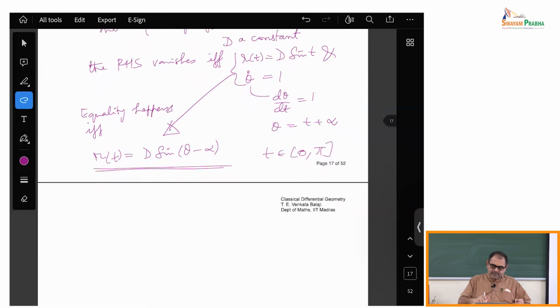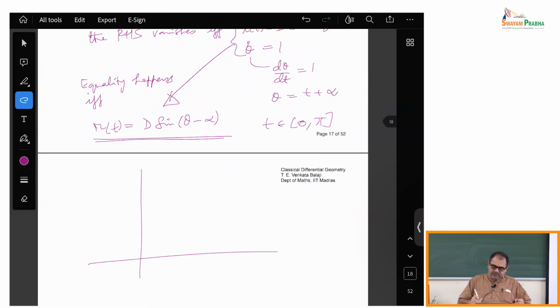Okay, so to see that, there is a very simple diagram. What you do is take this angle alpha, and there is this line. Then you draw this circle with this as tangent, and you take the diameter to be d, right?